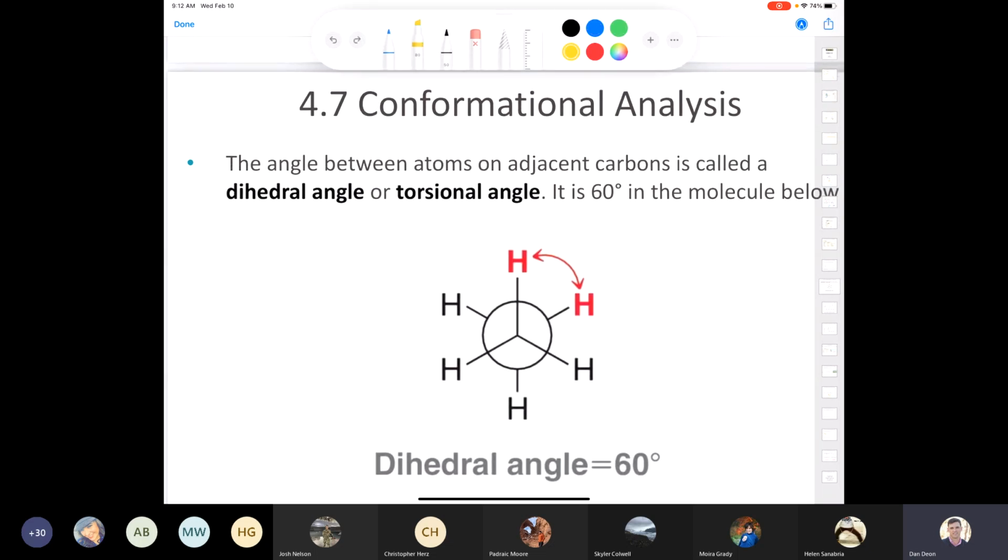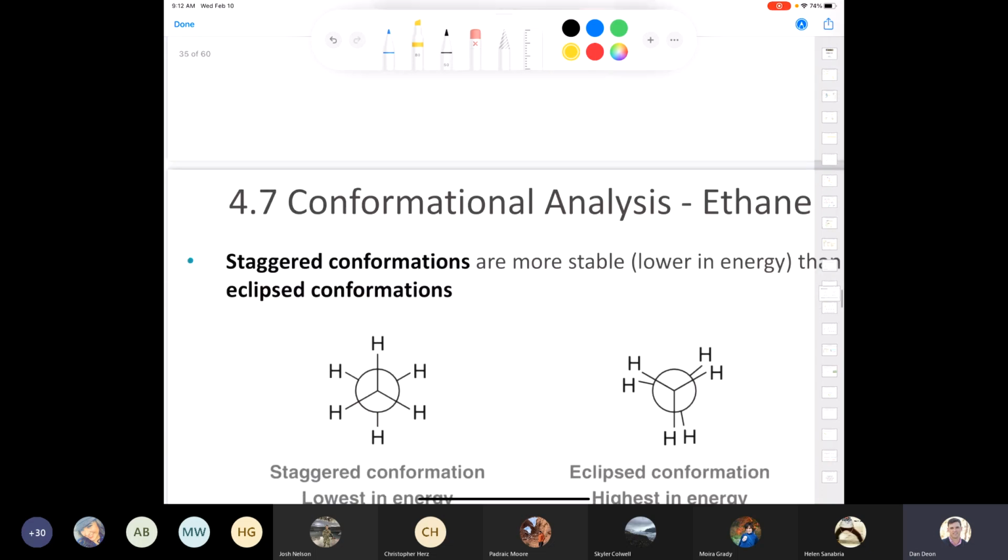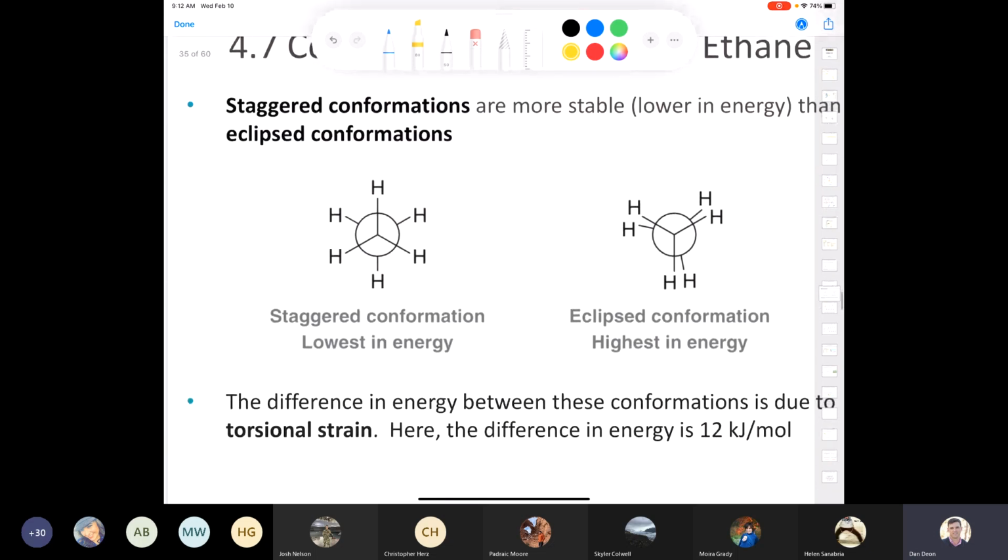Another name for dihedral angle is torsional angle. And I also went over what is a staggered conformation and an eclipsed conformation. Now, when they draw an eclipsed conformation in a textbook, they can't cover the hydrogens up perfectly. But that's how we would draw an eclipsed conformation. And you can probably guess that this is going to be higher in energy, right? Because these hydrogens are so close to each other, they're going to be blocking each other, and so that's going to cause a strain. In fact, the difference in energy between these two conformations is 12 kilojoules per mole.